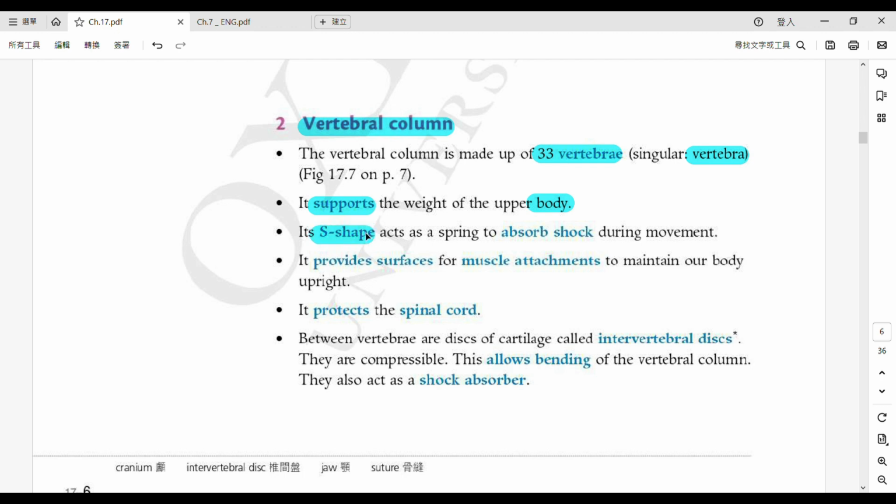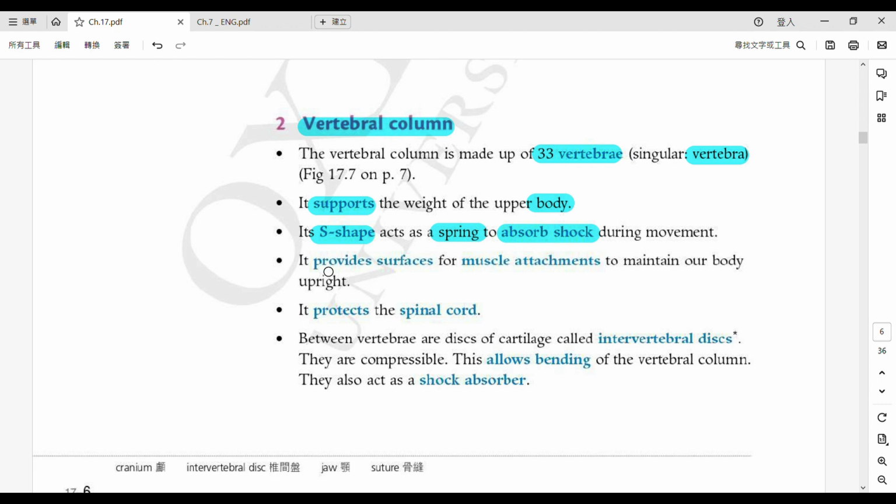And as you may know, our vertebral column is not a completely straight line. It is S-shaped. So why is it S-shaped? Because it can help us absorb shock better. You see, it acts as a spring. Spring can mean two things: one is the season, but of course that is not what it means here. It means a coil spring, like the spring in your ball pen. So the second function is to absorb shock.